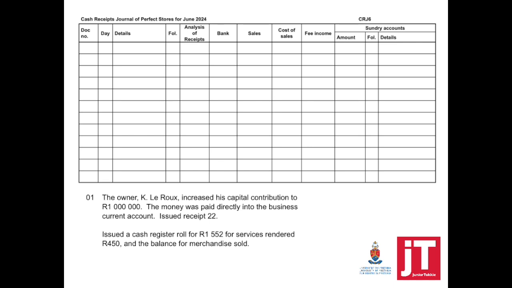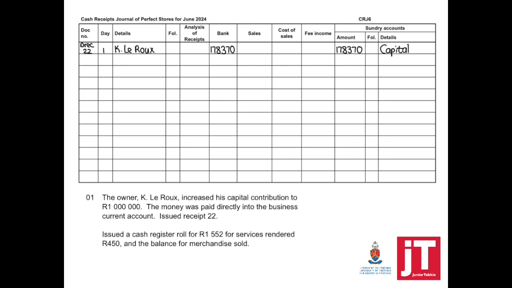Transaction number 1. The owner, Kay LaRue, increased his capital contribution to 1 million. The money was paid directly into the business current account. Issued receipt. Although it says paid directly into the business current account, it's important to take note that it said issued receipt number 22. So we have to start with the source document, duplicate receipt number 22. We've received the money from Kay LaRue, but now it goes directly into my bank.